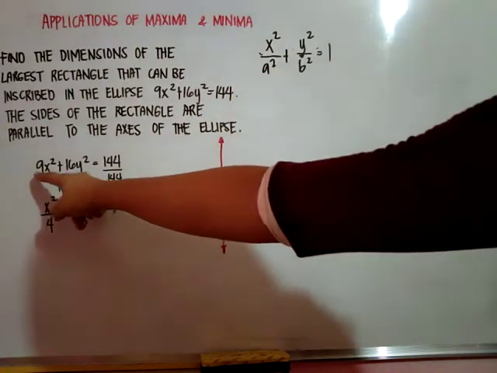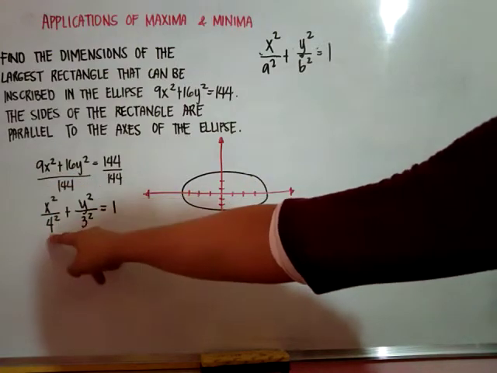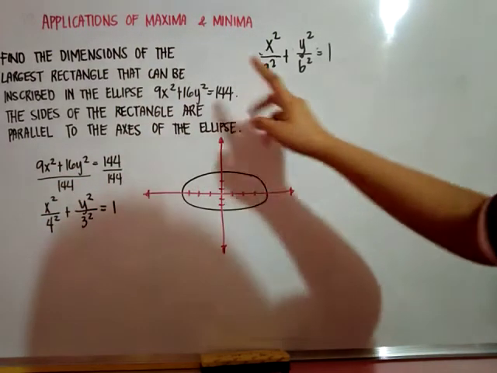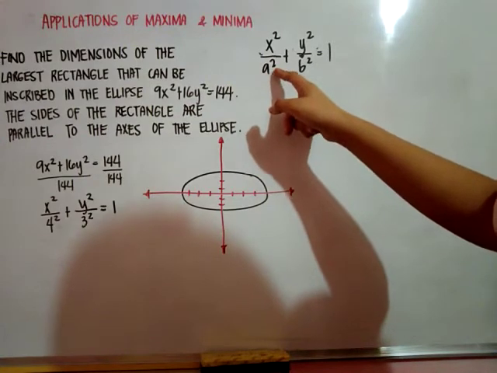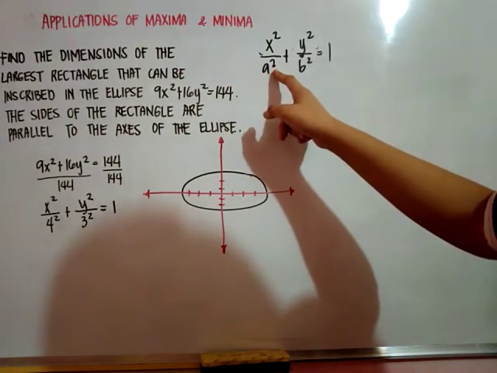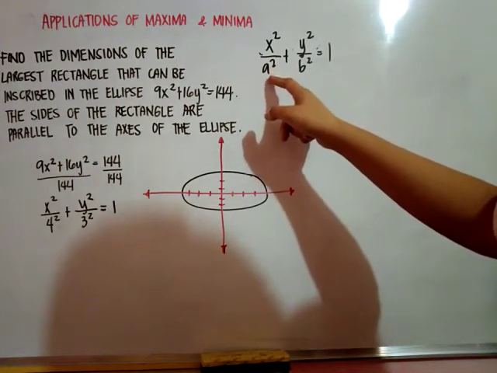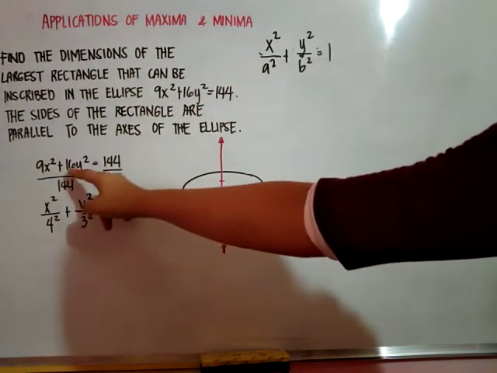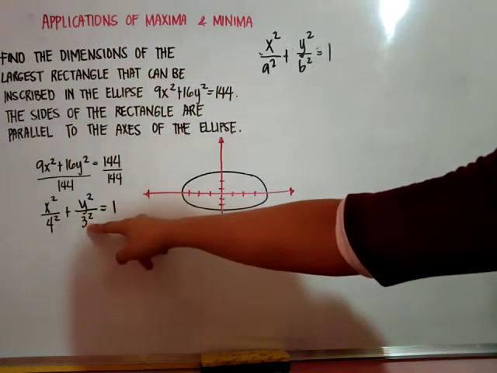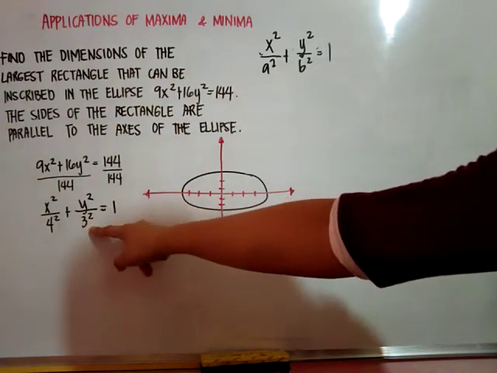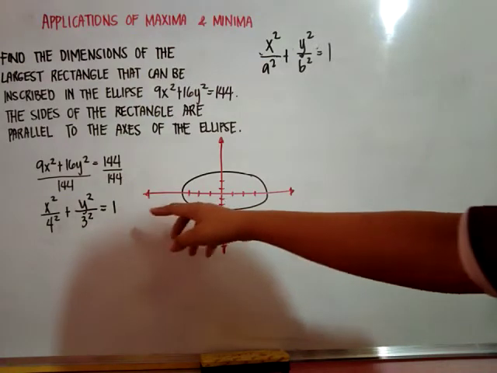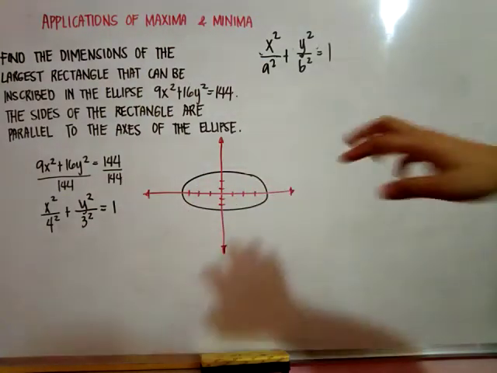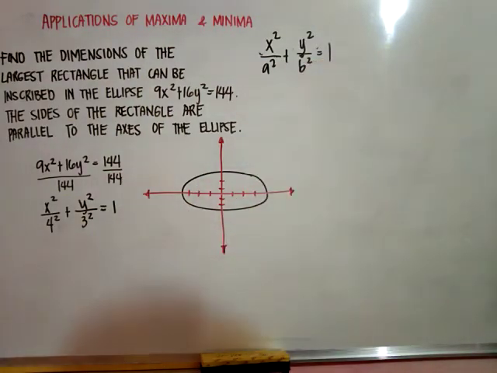So, we get, di ba, 9 over 144 is 1 over 16. Para magaya niya tong format na to, dapat naka-square. So, kunin natin yung roots niya. 4 squared is equal to 16. And then dito, 16 over 144 is 1 over 9, which is 3 squared. Yung nasa ilalim. Pag nakuha na natin yung values ng a and b, yun yung magiging vertices niya.